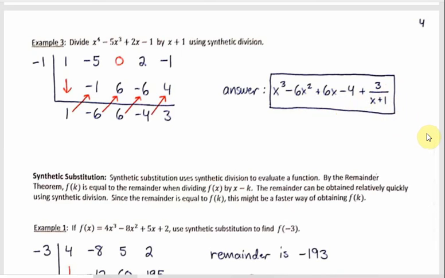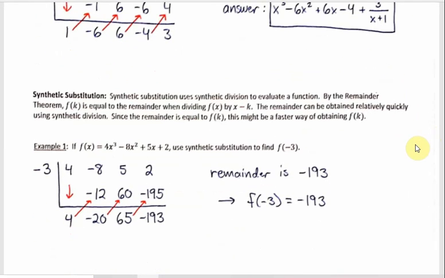Then the next thing that starts on this page is the idea of synthetic substitution, where you can use synthetic division to evaluate a function. This is really just another version of the remainder theorem, where then what you do here is to evaluate the function, then you just do synthetic division, figure out what the remainder is, and you go from there. So it's like the remainder theorem, just in the opposite direction, pretty much.